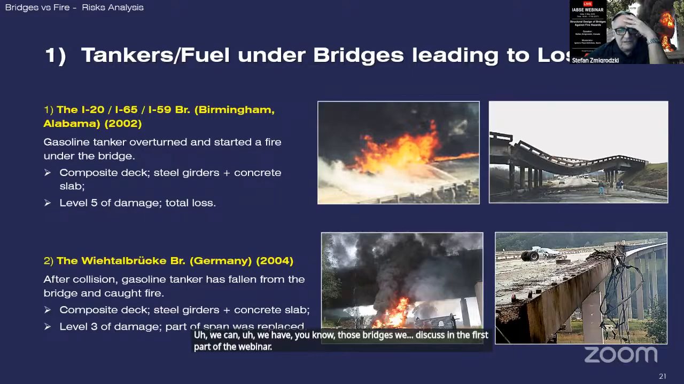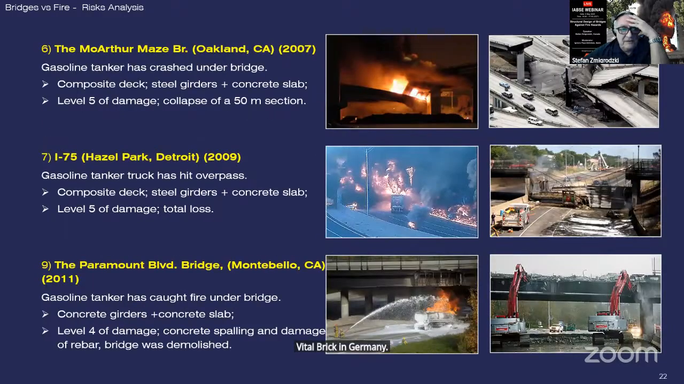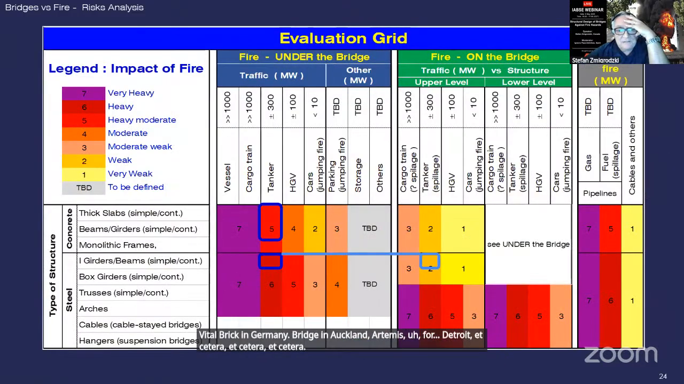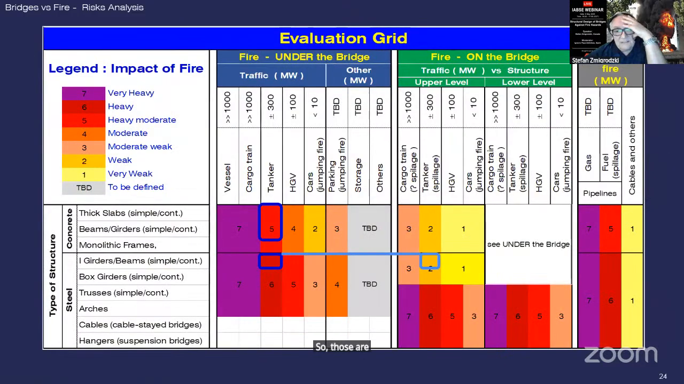We have these bridges we discussed in the first part of the webinar: the bridge in Alabama, the Vitalbrücke bridge in Germany, the bridge in Auckland, Arthur Mays in Detroit, etc. So those are, as you can see here, with the fire load of tankers, with the impact being moderate to heavy.